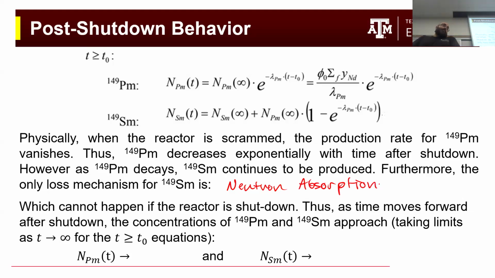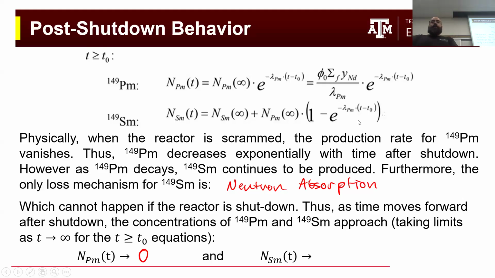And we can't have neutron absorption if we shut the reactor down. So what we're going to do is take the limit as t goes to infinity of these two equations. What we're going to see is that if I let t go to infinity, then this exponential right here for the promethium is going to go to zero. So that means that the final concentration of promethium is going to go to zero.